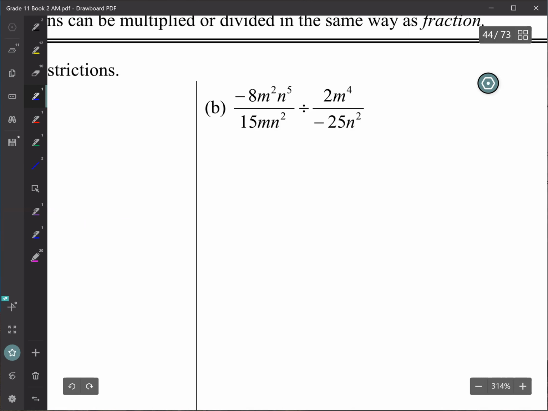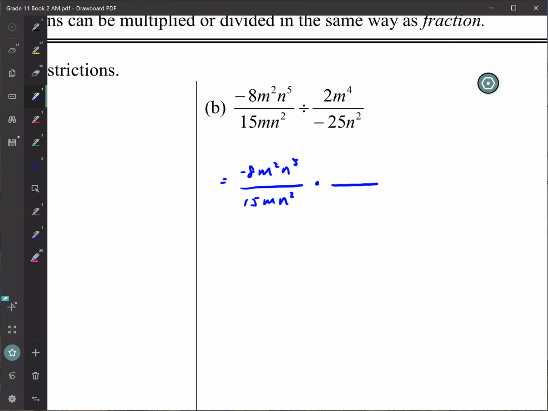So let me write it out. The first fraction stays where it is. And then the dot is multiplying, so I don't mix it up with the x. And then you flip the second one, right? So it'll be 2m to the 4 over negative 25n squared. And there's nothing to factor right now, right? So if there's nothing to be factored, we just multiply and make it into one fraction, which will be easier.